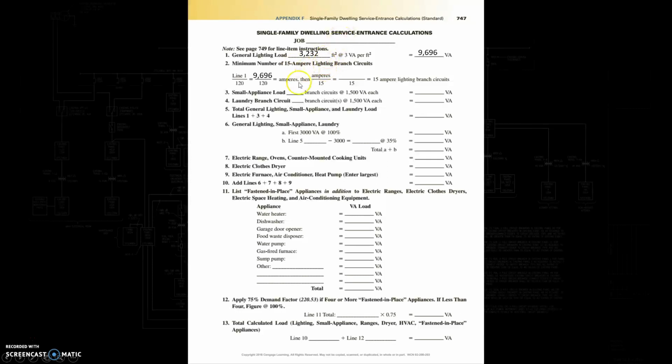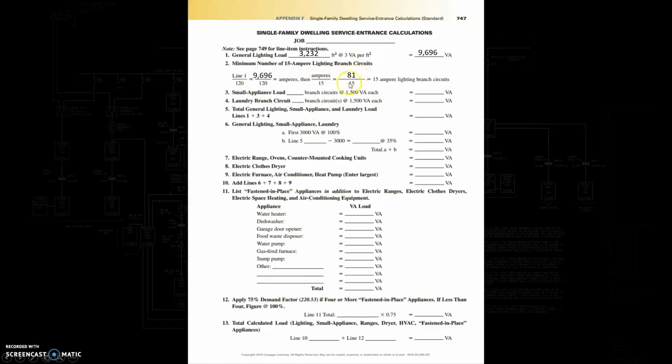Okay, this next step here, they want what's the minimum number of 15 amp branch circuits we need for just the general lighting load. So they take our 9,696 volt amps that we found, they divide it by 120. Volt amps divided by volts is going to give us amps, right? So we do that, we come out with 81 amps.